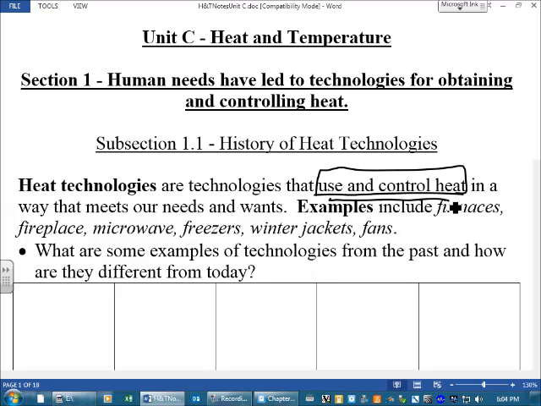A fan, whether it's a hand fan or an electric fan, same thing. We are manipulating the heat around our body to keep us at a lower temperature. So all these things are heat technologies. Remember, heat technology is not just about keeping us warm or keeping something warm. It's about controlling the heat and using it to meet our needs and wants, mostly wants.